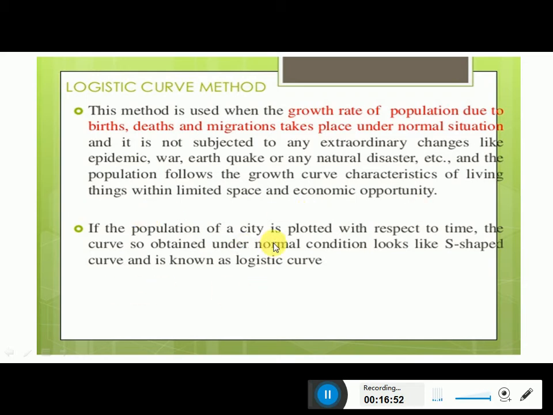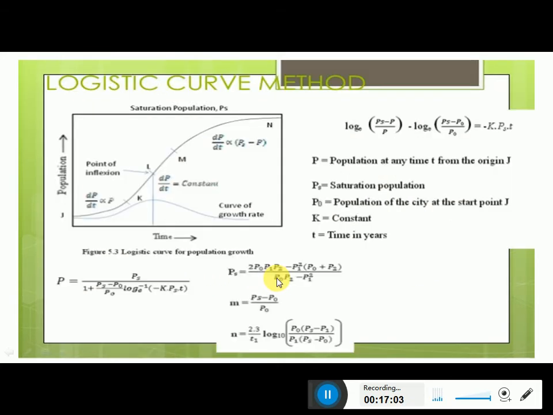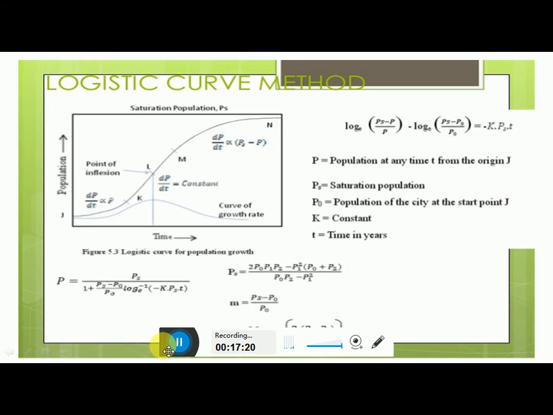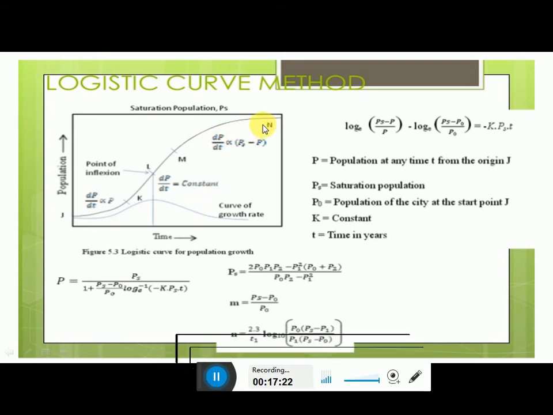Here, if the population of the city is plotted with respect to time, the curve so obtained under normal conditions looks like an S-shaped curve. It is also called the logistic curve. Here you can see this is the time and this is the population. If you plot the graph, it will appear somewhat as an S-shaped curve. That is called the logistic curve. This method takes the shape of an S curve, so that's why it is also called the logistic curve method.